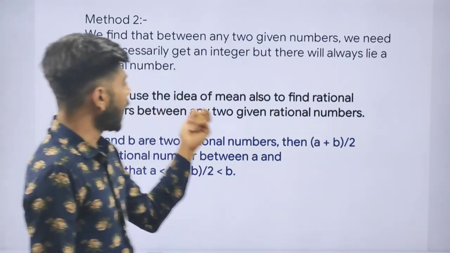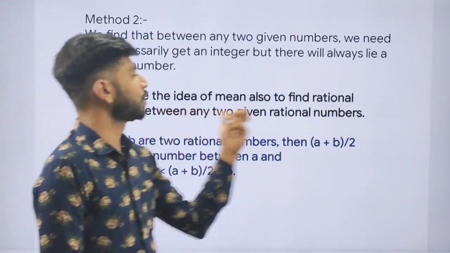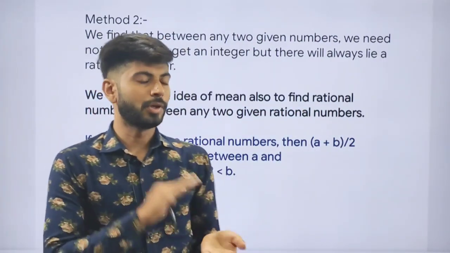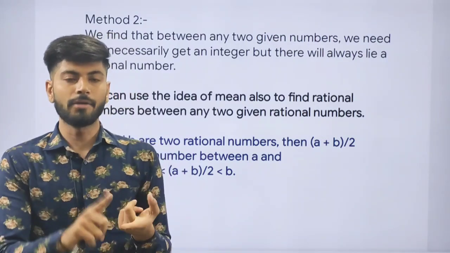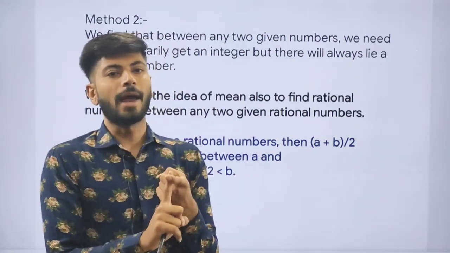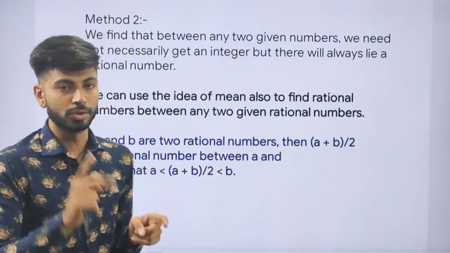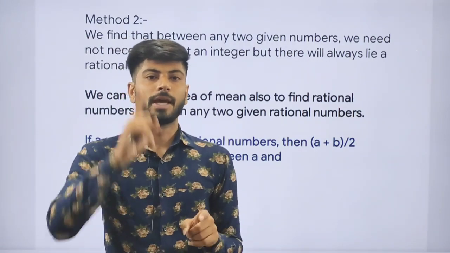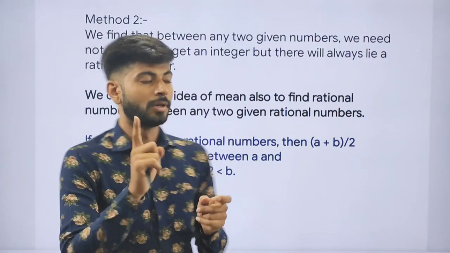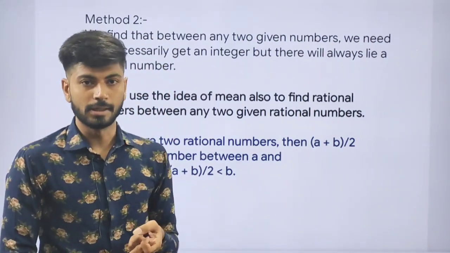We can use the idea of mean also to find the rational numbers between any two given rational numbers. What is the mean? We have learned this in the previous standard, that mean is the average value, and the average value will always be in the center of two values. Okay, if you have two values and you find the mean, then the mean will be at the center point of those two values. So the mean is a rational number between two given rational numbers.